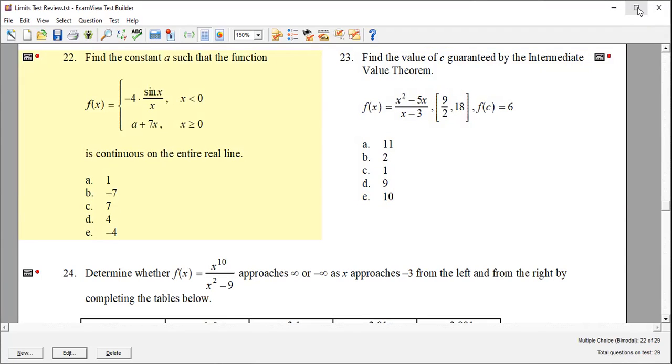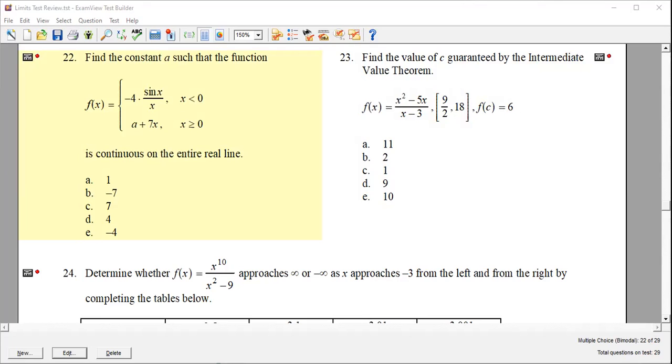All right, so find the constant A such that the function is continuous on the entire real line. So I don't want any gaps, like jumps. Does everybody understand that? This is exactly how I did it. You can write these down. All right, I'm going to show you. So this is your function.